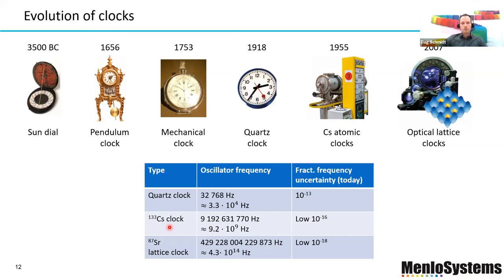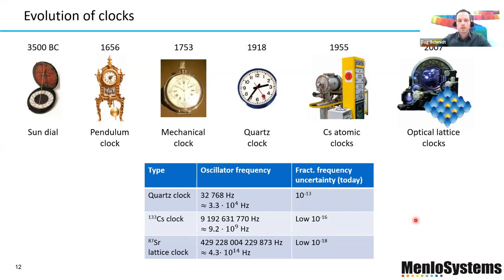And here for the last three types of clocks, I've just written down the types and the oscillator frequency and the fractional uncertainty of today's clocks, so the best of each. So a quartz clock usually works around 32 kilohertz, a cesium clock at 9.2 gigahertz, and a strontium lattice clock at 430 terahertz. So you see the oscillation frequency got higher and higher, 5 orders of magnitude difference here, another 5 orders of magnitude difference here. And the fractional frequency uncertainty is getting better and better, a factor of 1,000 here, and then a factor of 100, maybe also we're reaching now that 10 to the minus 19 level.